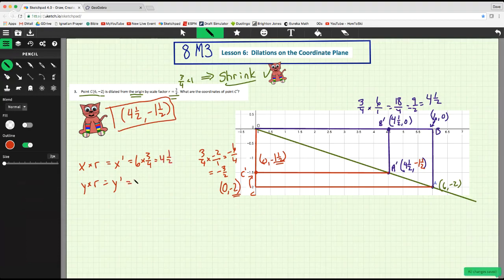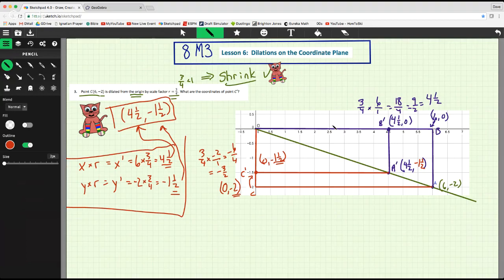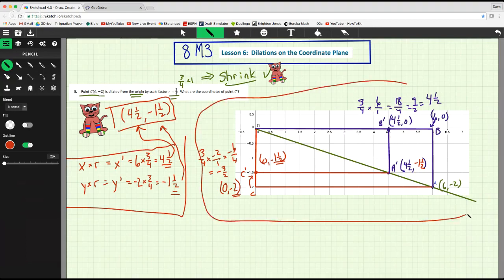And this is -2 times 3/4 equals -1.5. And so that's our x prime, y prime. This is the way you do it formulaically. This is the way you may have to show it or prove it on a test, but this is the key. This is the formula.